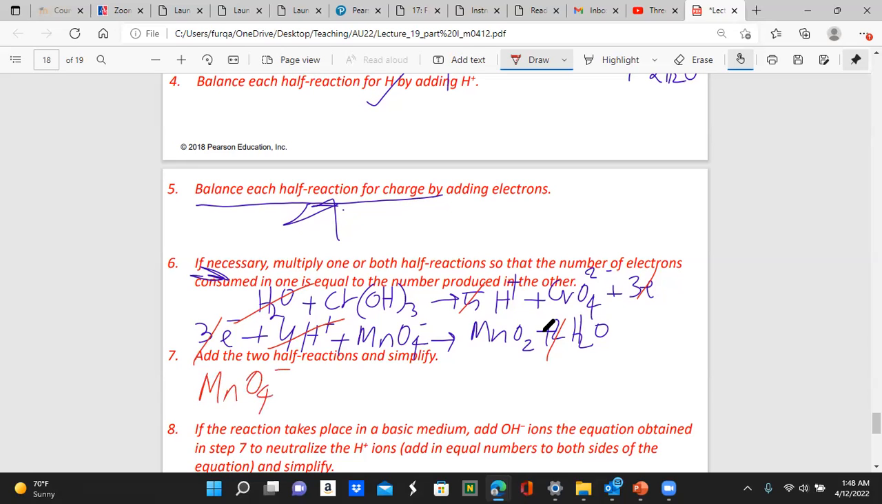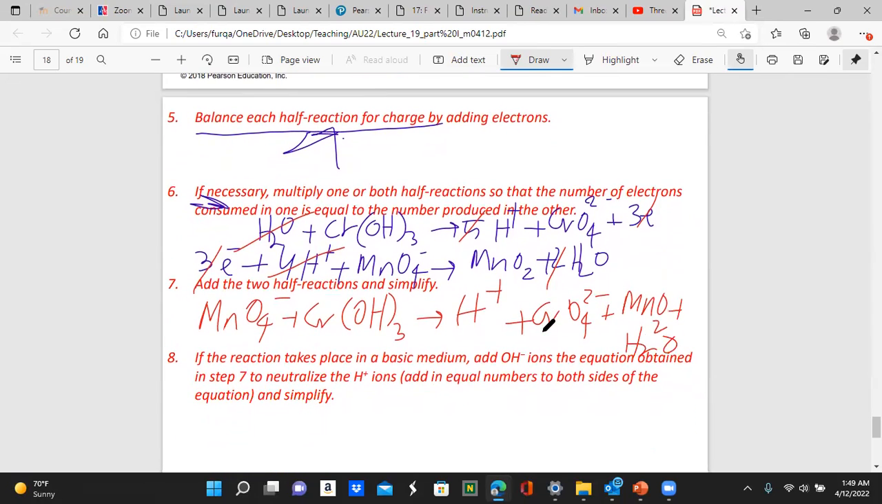MnO4 minus plus Cr(OH)3, and that is going to give me H plus, CrO4 2 minus, plus MnO2 plus H2O. Now remember we were working in the basic solution.